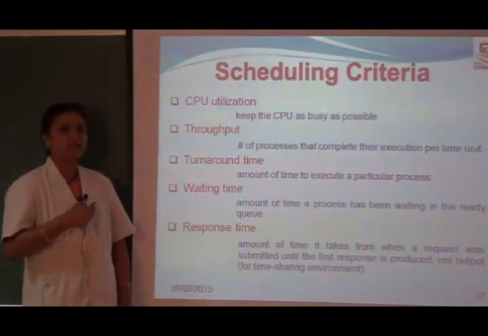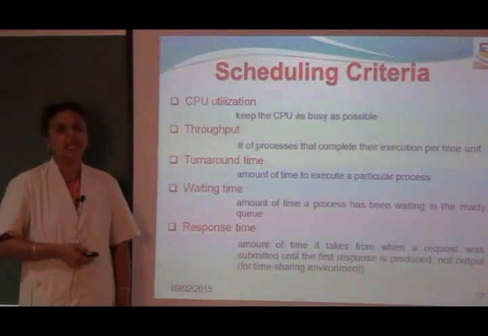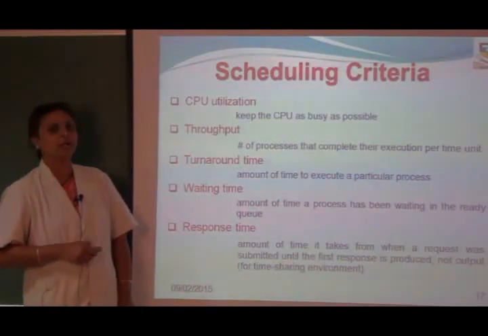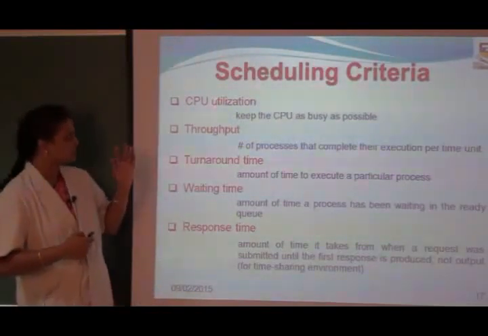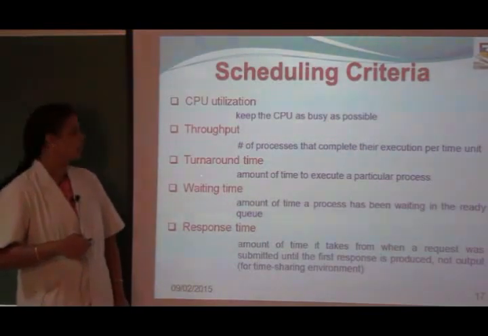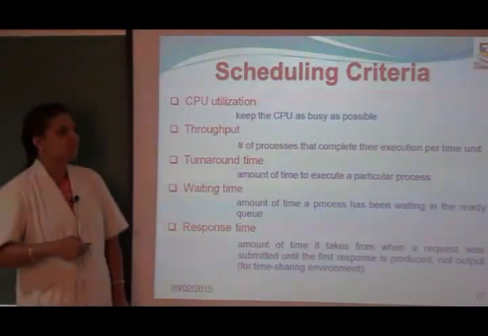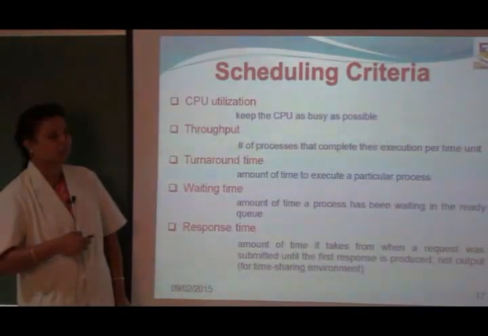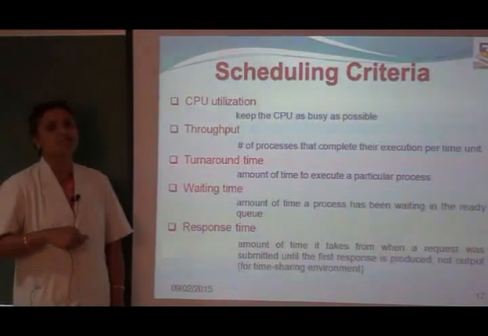So by analyzing or calculating these criteria, we can say whether a particular algorithm is the best one or the worst one. In this case, an optimal algorithm should produce maximum CPU utilization and maximum throughput, minimum turnaround time, minimum waiting time, and minimum response time. So an algorithm having maximum utilization, maximum throughput, and minimum turnaround time, waiting time, and response time is considered the best algorithm.